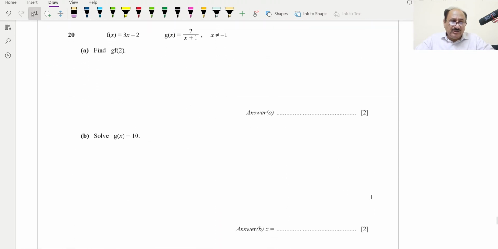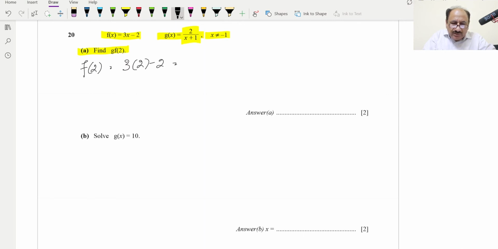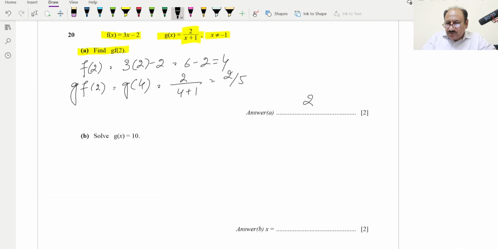Now question number 20, which is a functions question. f of x is given, g of x is also given, x is not equal to -1. Find g of f of 2. So first of all, we will find f of 2, and f of 2 is equal to 3 into 2 minus 2, and this is 6 minus 2, which is equal to 4. And now we can find g of f of 2, which will be equal to g of 4. So g of 4 will be 2 over 4 plus 1, which is equal to 2 by 5. So our answer will be 2 by 5.